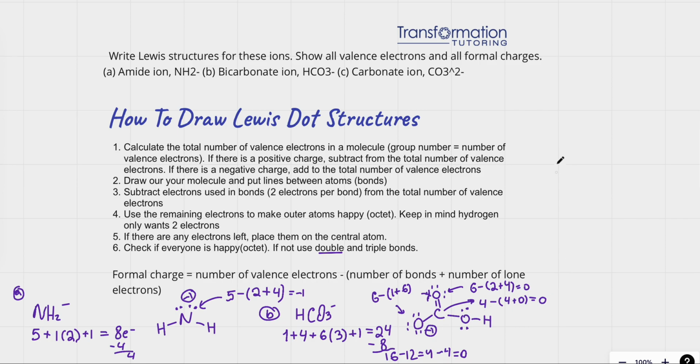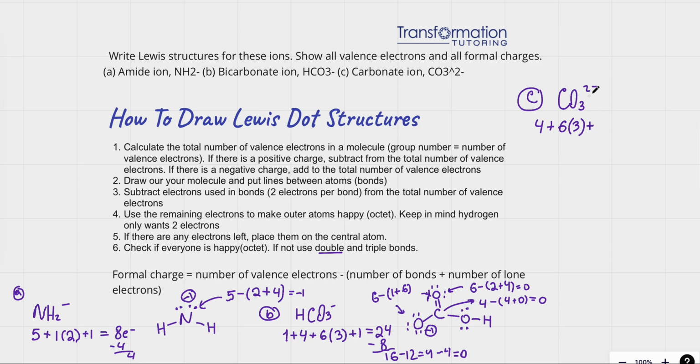Now, let's go ahead and do carbonate ion. I'm going to do it right here. And this is CO3 2 minus. The charge is a little different here. So again, we start by counting the total number of valence electrons. Carbon is in group 4, so it has 4 valence electrons. Oxygen is in group 6, so it has 6 valence electrons, and there are 3 oxygens.